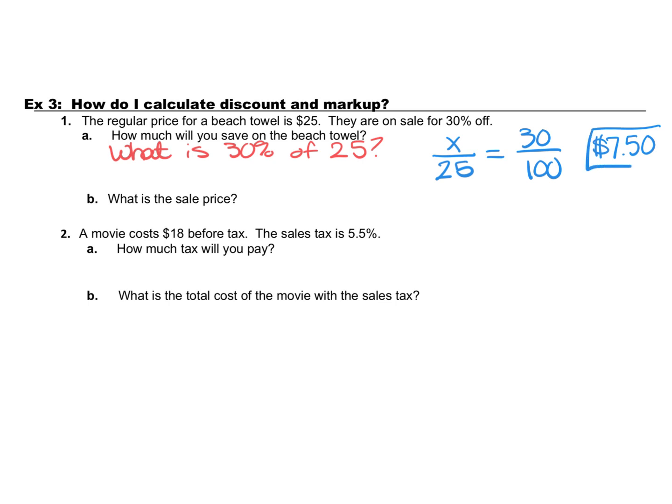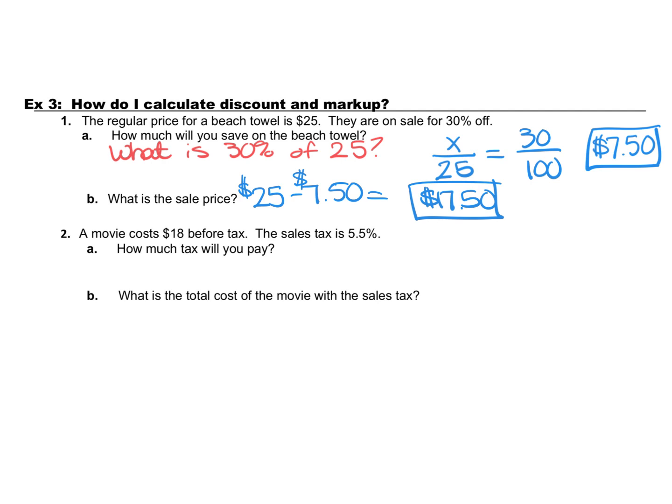All right, so now we need to figure out what is the sale price, how much you're going to pay for that. Well, our original price was the $25, and then if we subtract $7.50, we will end up with the amount that we're going to end up paying. And you will end up paying $17.50.